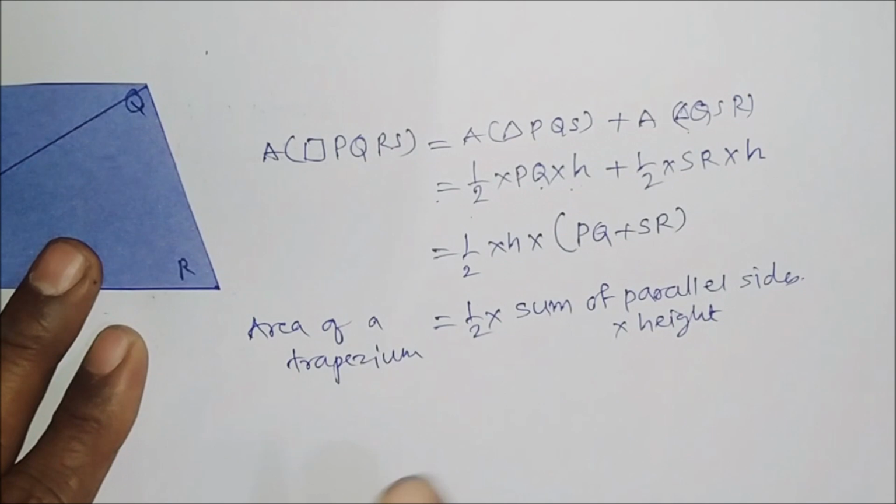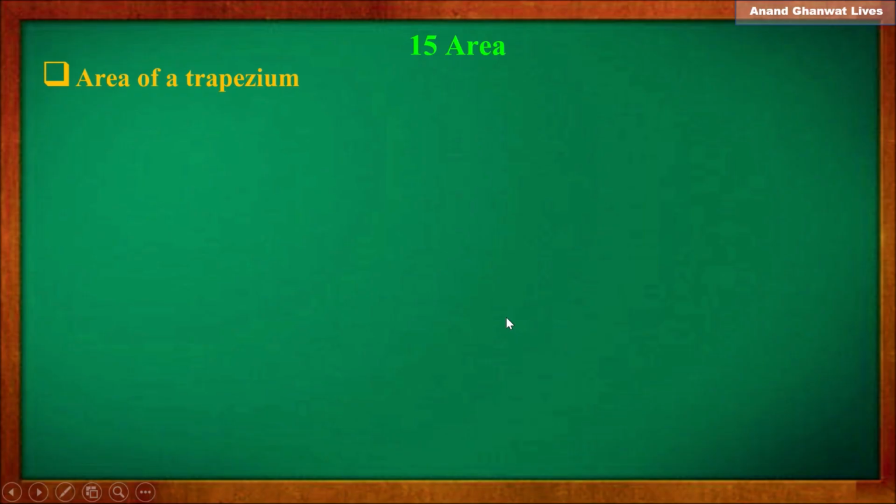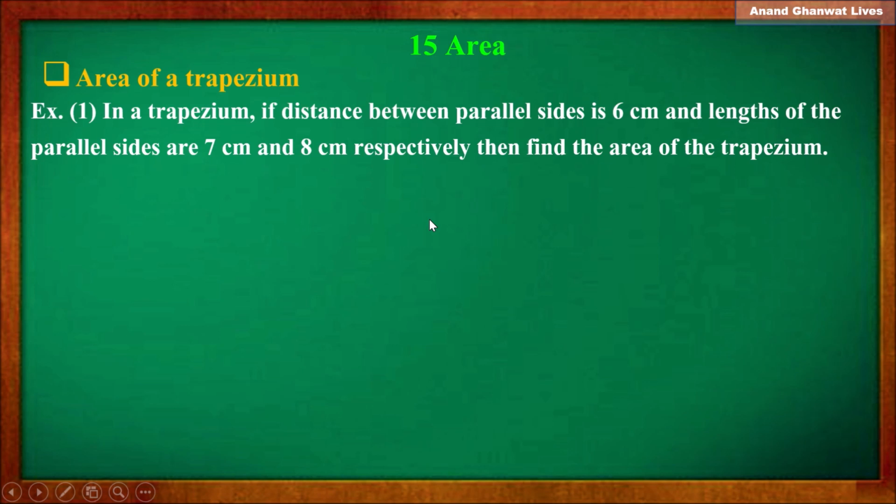Okay, do you understand it? So after understanding what is trapezium and what is the area of trapezium, let us recall again the formula for area of trapezium. Can you remember it? Yes, very good. Area of trapezium is equal to 1/2 into sum of the parallel lines and into height. Okay. So let's solve some examples.